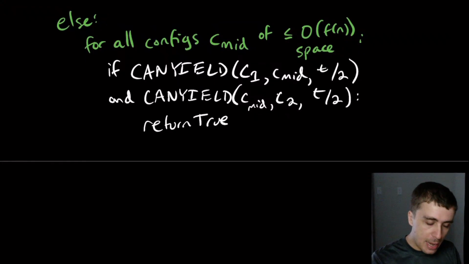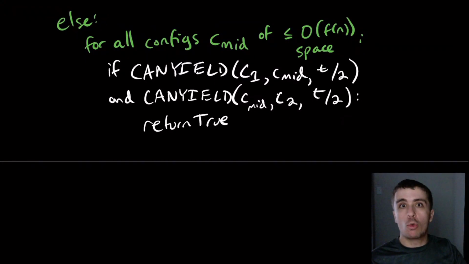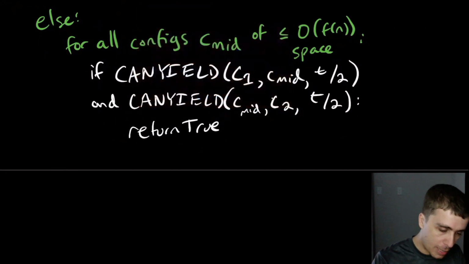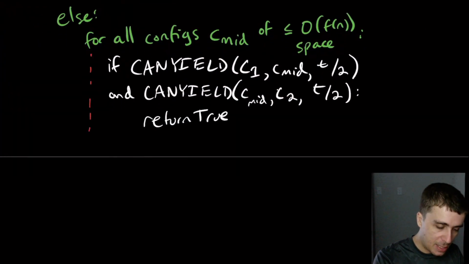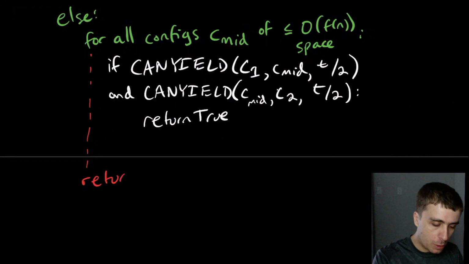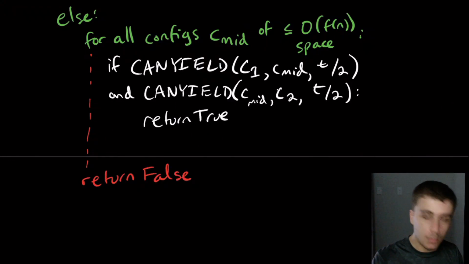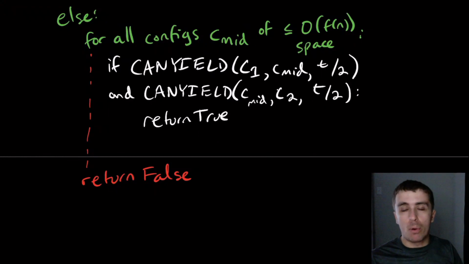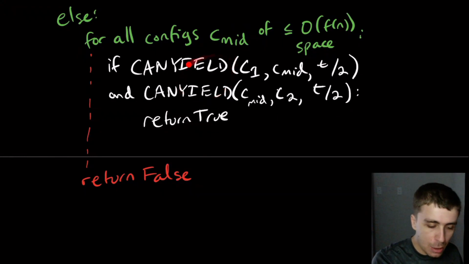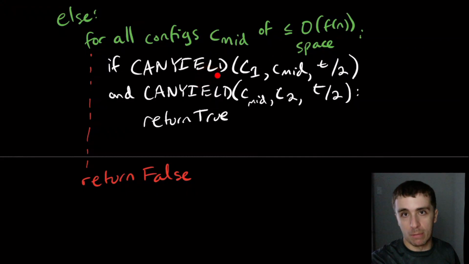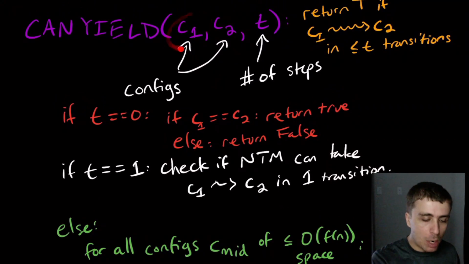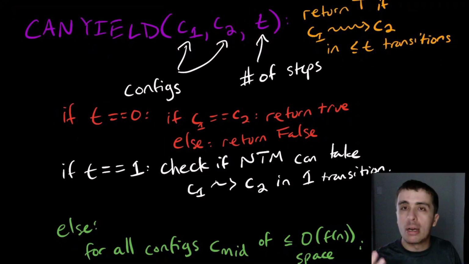Okay, and then if we try every possible midpoint and none of them work, I return false. So the way I'm going to notate that here is like this. So right here, I'm going to return false. Okay, and because we tried every possible midpoint and none of them worked, either both of the can yields recursively failed or at least one of them failed. Okay. And so then that is the case where we have some arbitrary configuration right here, and C2 is some arbitrary configuration right here, and T is some arbitrary amount of time.